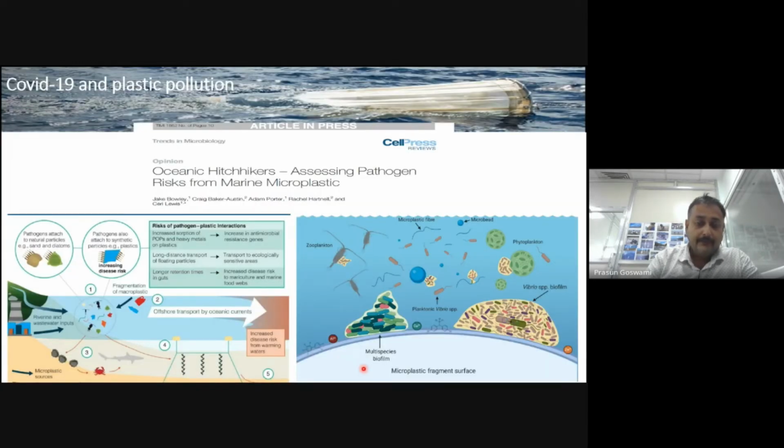So likewise, several research papers are coming up nowadays which show these microplastics can work as a transporting vector or transporting vehicle for these pathogenic bacteria as well as other organisms to the relatively pristine marine environment.